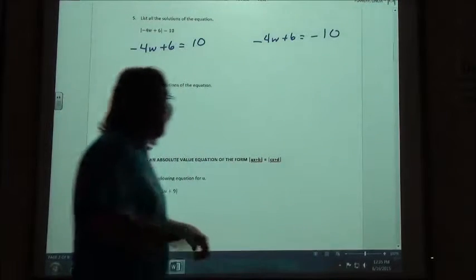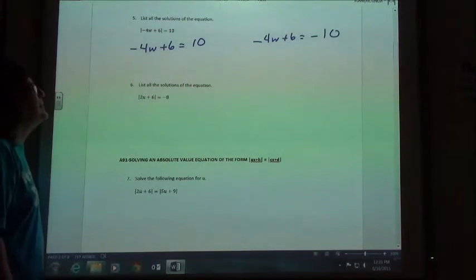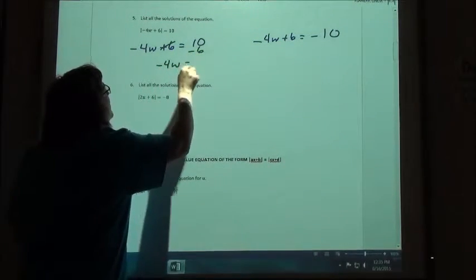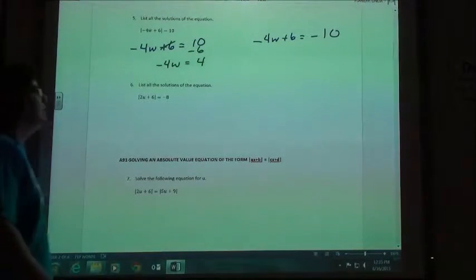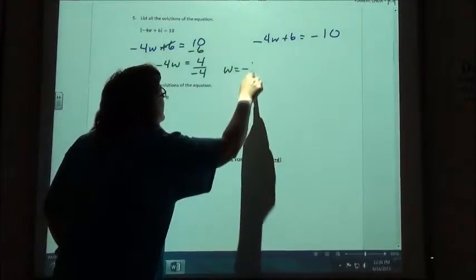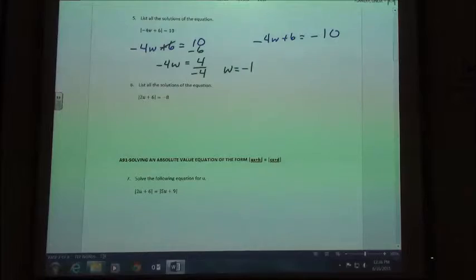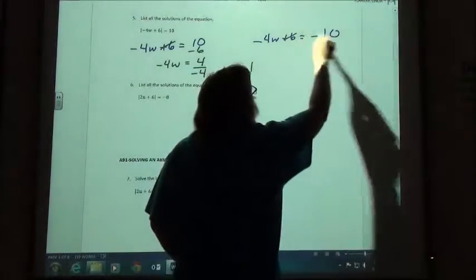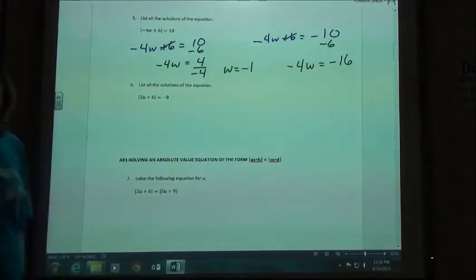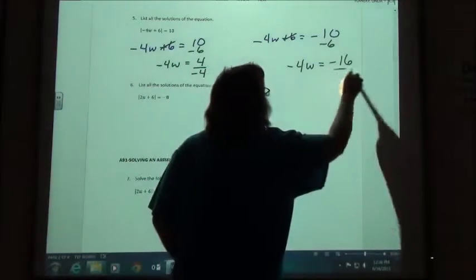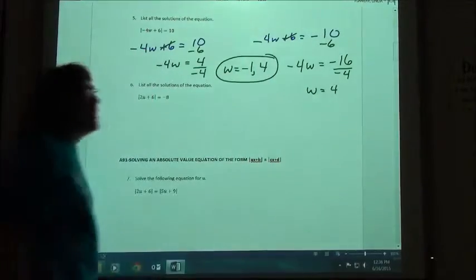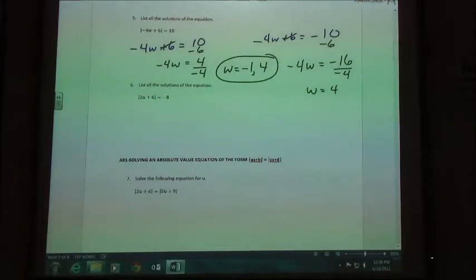So if I'm going to solve the first one, what would I do? Subtract my 6, so negative 4w equals 4, then I would divide by negative 4, so w equals negative 1, right? On the second one, same two steps. If I subtract my 6, negative 4w would equal negative 16, and then if I divide, w equals positive 4. So negative 1 and positive 4 are both solutions to that equation.